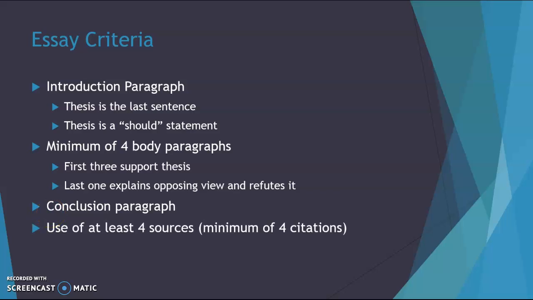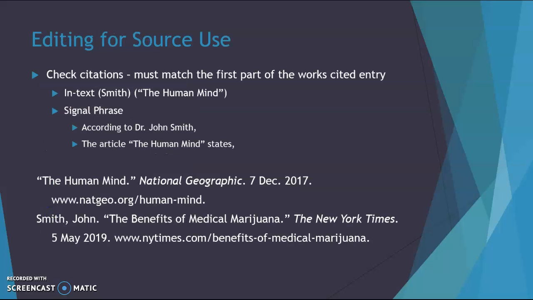Lastly, make sure that they have at least 4 sources in their essay. This is a minimum number for a passing grade. So you check their works cited page if they have one, and then make sure that within the essay they have at least 4 citations, because there should be at least 4 if they have 4 sources. They should have more than that, but that's the minimum number.